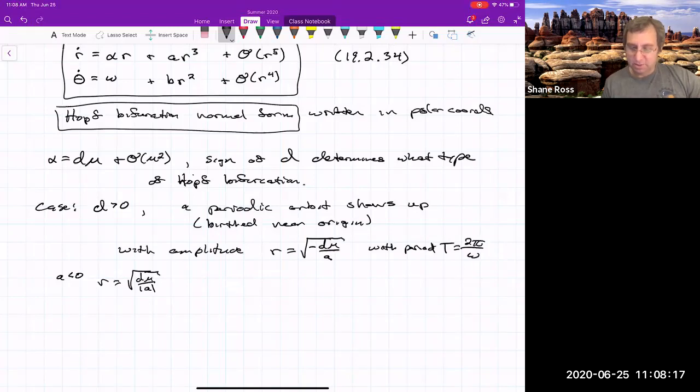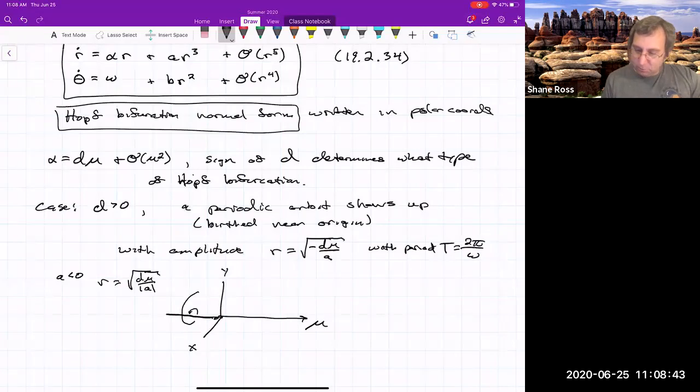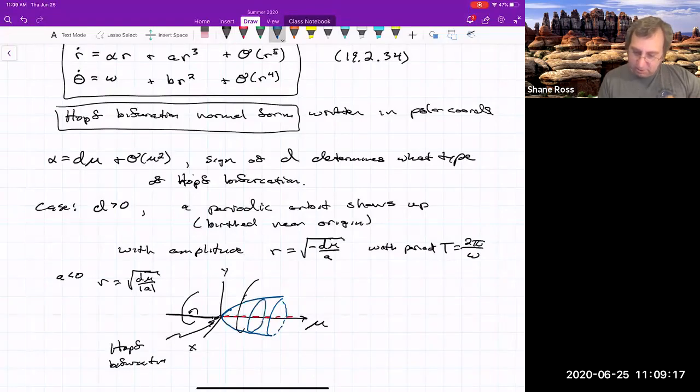So as mu increases, you get something. Let me just do a little sketch. Remember how we were looking at x and y, and then here's the mu axis. We'll have a point that's stable, with things spiraling in before we reach the Hopf bifurcation point. So this is the Hopf bifurcation. And after that, the origin becomes unstable, but a periodic orbit is birthed. It sort of looks like a 2D version of the pitchfork diagram, but things come in and spiral around, and this is the periodic orbit.